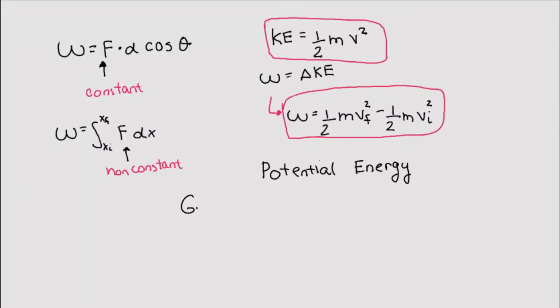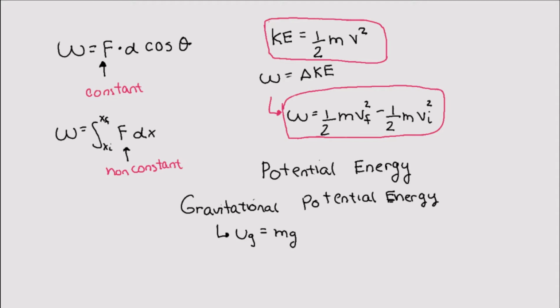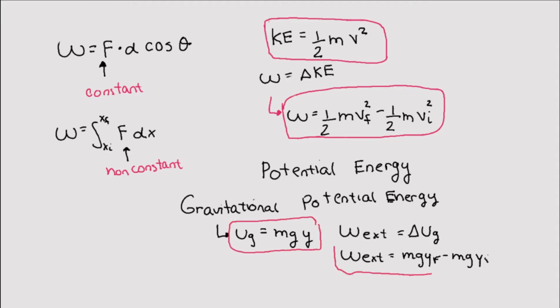The equation we use to calculate gravitational potential energy is mass times gravity times height. I will call it y in these problems, but you might see it as h for height as well. And again, we can consider the work done as a change in potential energy, in this case using the initial and the final height of the object. Now that we have all of our equations, let's start our first problem.